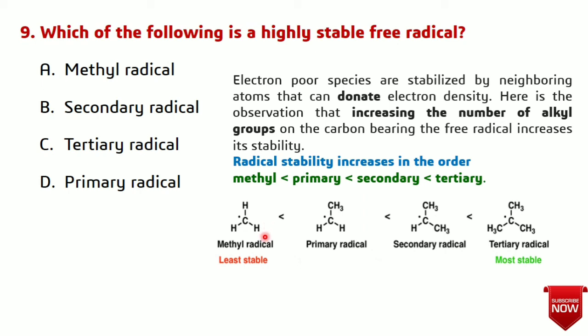So here I have given the radicals also. It is a methyl radical, only CH3 radical, and a primary radical, where one hydrogen is replaced with a methyl group. In the secondary radical you can observe 2 methyls are present, and in the tertiary radical 3 methyls are present on the radical. So as the number of methyl groups or alkyl groups increases, there is dilution of electron density, so stability increases. So the tertiary radical is more stable compared with the methyl radical. So the answer is the tertiary radical.